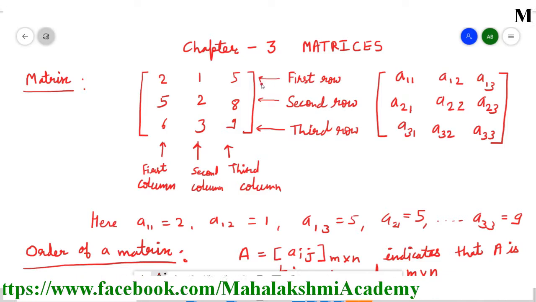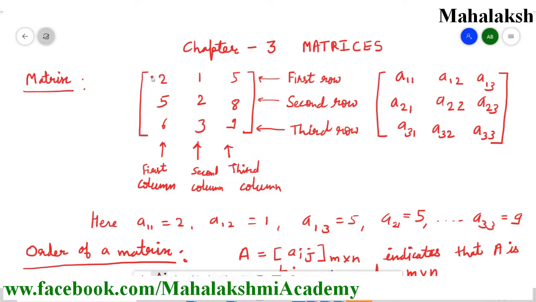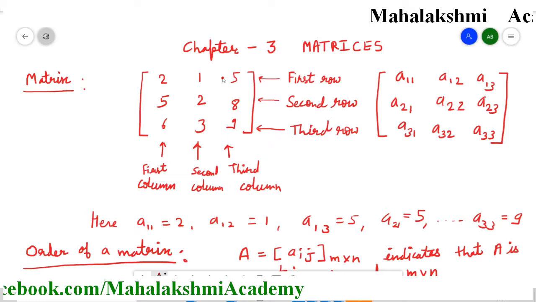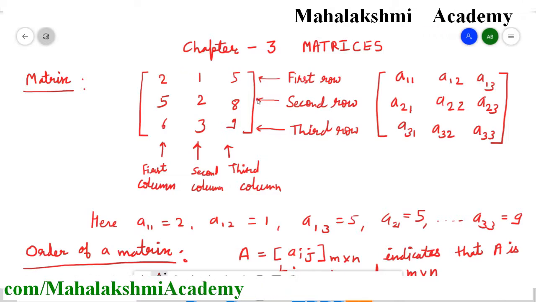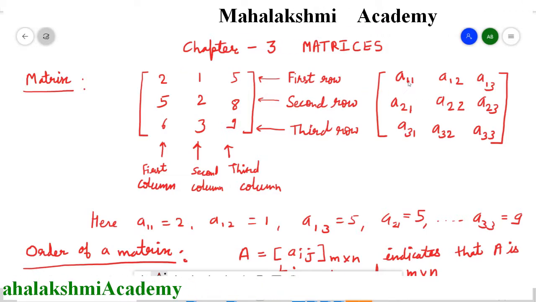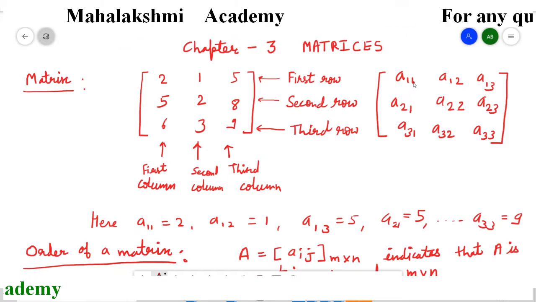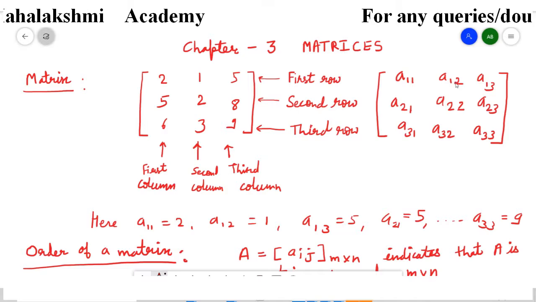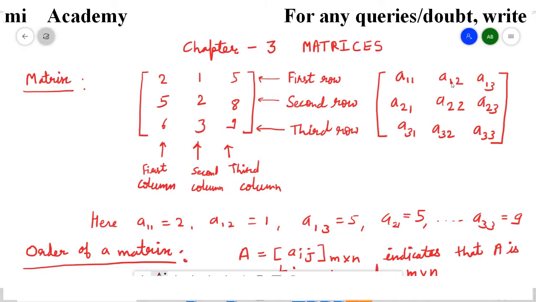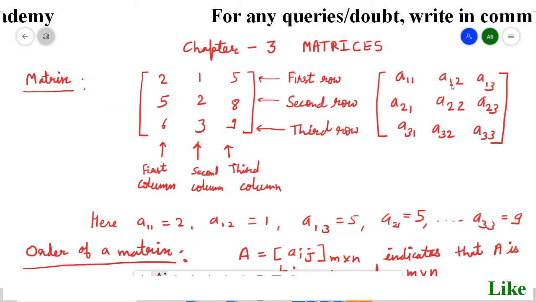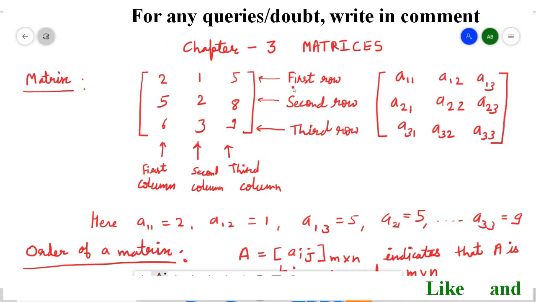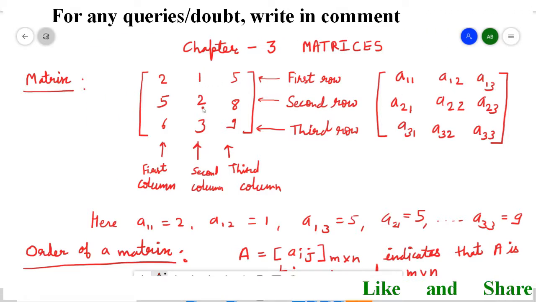Why 11? Because this A11 is for this place, that is for first row and first column. So its meaning is first row and first column. First place is for the row and second place is for the column. So here first place is for row, and the second is the column, so A12 is first row and second column.